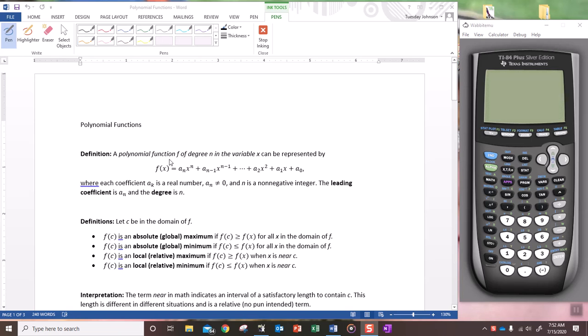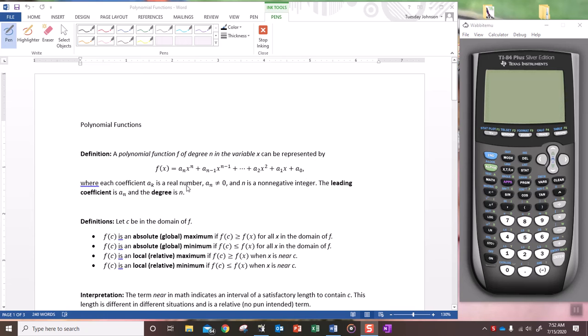Now, a polynomial function f of degree n in the variable x can be represented by this string of characters. f of x, because it's a function, equals a sub n x to the n plus a sub n minus 1 x to the n minus 1. So the powers decrease all the way down to a2 x squared, a1 x plus a sub 0.